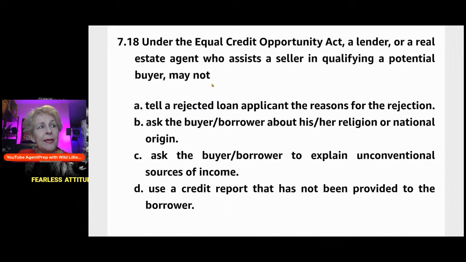So what may they not do under the Equal Credit Opportunity Act? A, tell a rejected loan applicant the reasons for the rejection. B, ask the borrower about his or her religion or national origin. C, ask the buyer or borrower to explain unconventional sources of income. Or D, use a credit report that has not been provided to the borrower. So type the question number and the letter answer.